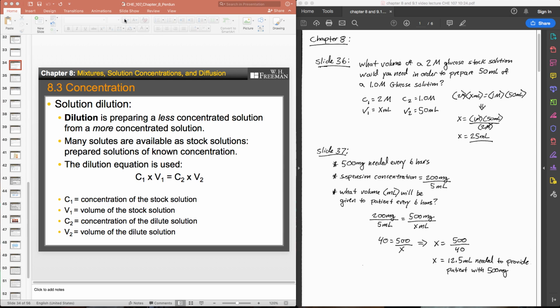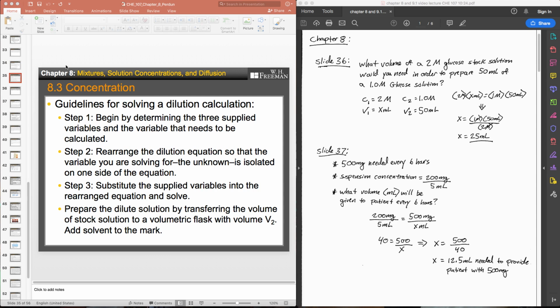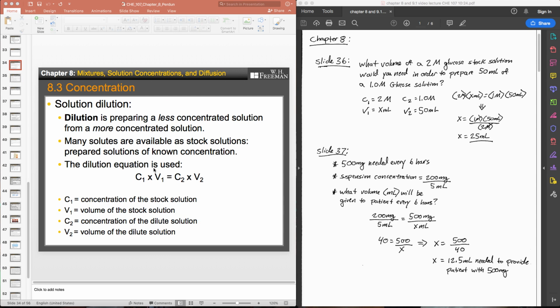Okay, so on Monday, where we left off was talking about dilutions and the C1V1 equals C2V2 equation. The C1V1 equals C2V2 equation is very, very straightforward. Basically, it's whatever the concentration is multiplied by the first volume, and it's going to equal the second concentration multiplied by the second volume. So really the guideline for that is plug and chug. Just find what that first concentration is, what the second one is, find the variable that you're solving for, and then solve for that.